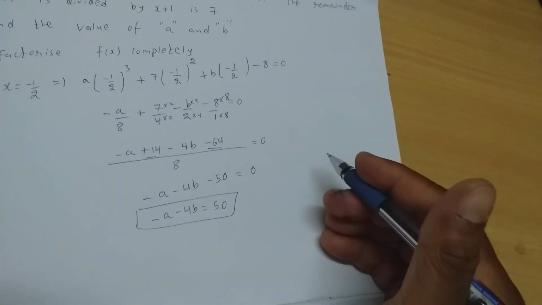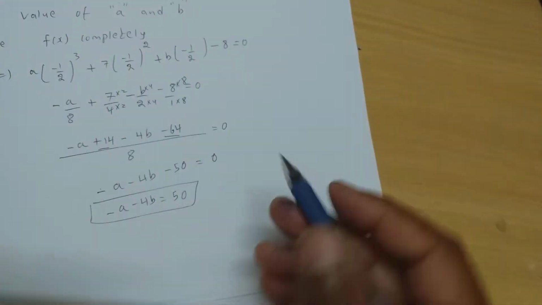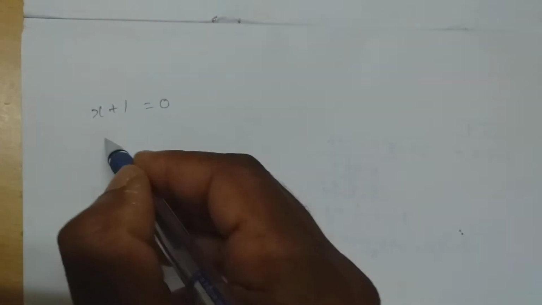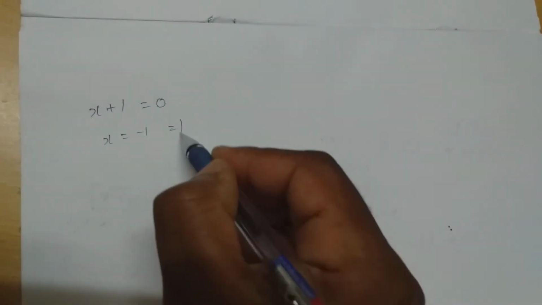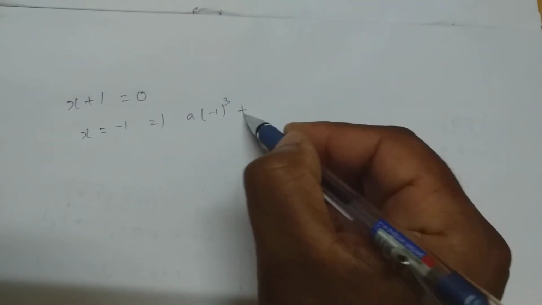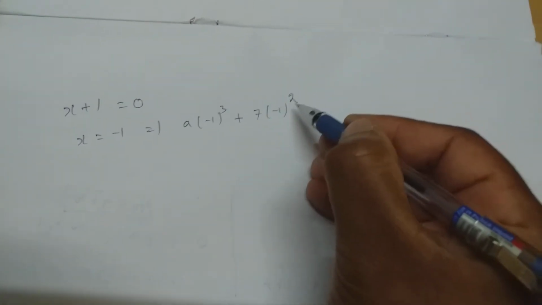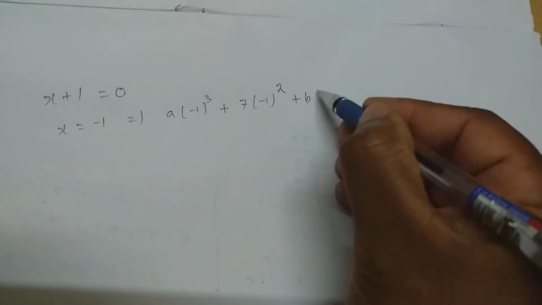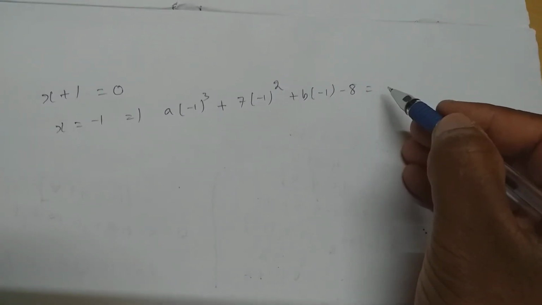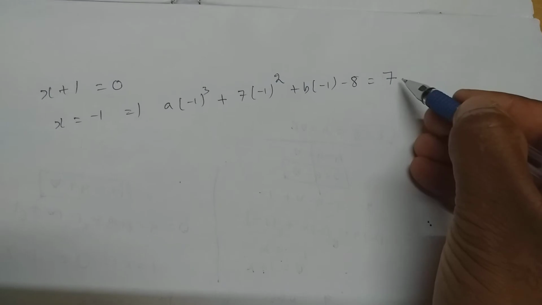Now for the next equation, what is given? He told that when you divide with x plus 1, your remainder is 0. So since I know the remainder, I will use remainder theorem. What is the first step in that? Equate it to 0. x value is minus 1. Place it in the dividend, which is a into minus 1 whole cube plus 7 into minus 1 whole square plus b into minus 1 minus 8 equal to 0 if it is given a factor. But he told the remainder is 7, so equate it to 7.